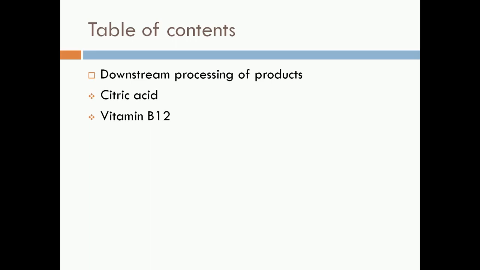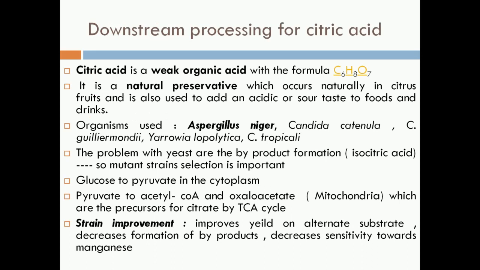But now we will study two important products apart from ethanol and penicillin that we have seen, that is citric acid and vitamin B12. Coming to downstream processing of citric acid, before we start, we should know a little bit about citric acid. Citric acid is a weak organic acid and it is used as a natural preservative. It is present naturally in fruits like citrus fruits, but it is present in small quantity.